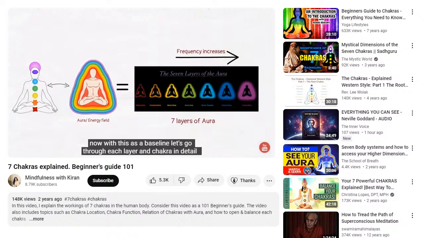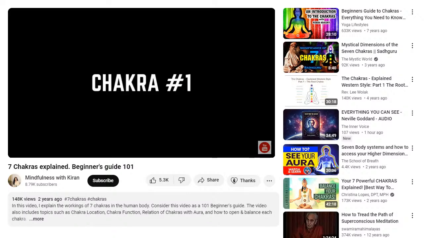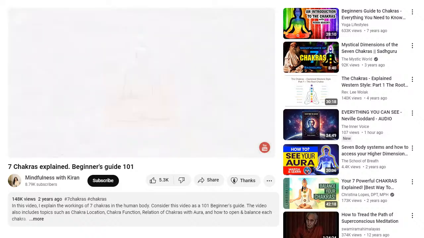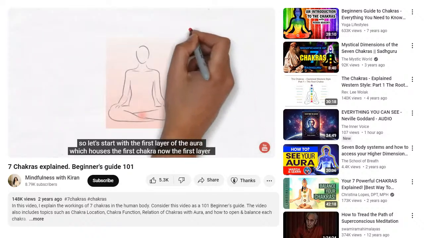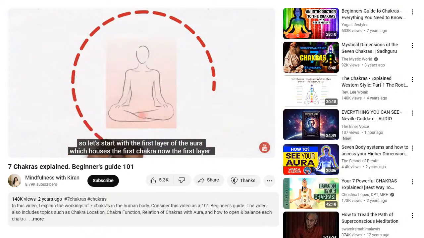Now with this as a baseline, let's go through each layer and chakra in detail. And I'll spend the most time on chakra 1, 2, and 3 because that's what the majority of us are working on. And as you go through chakra 1 through 7, what you will find is that each chakra, each layer has a specific theme, a specific intelligence, and a personality, if you will. So let's start with the first layer of the aura, which houses the first chakra.